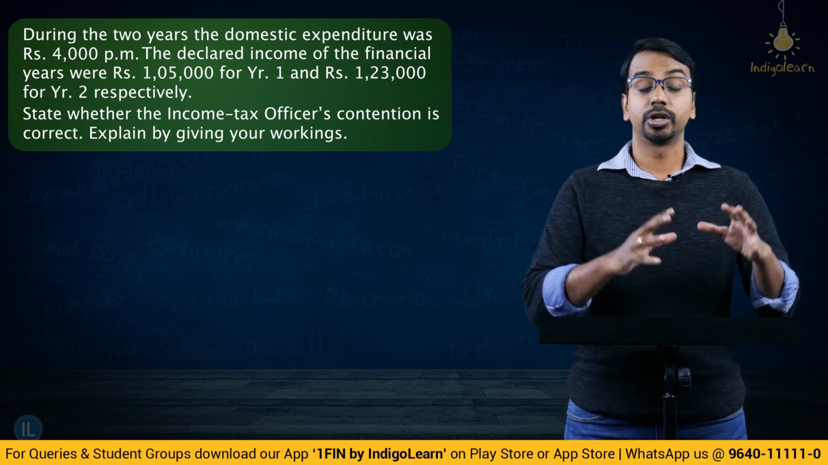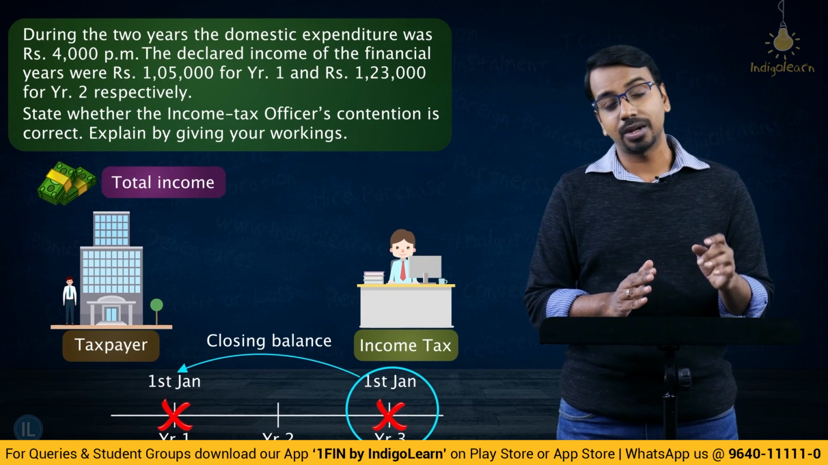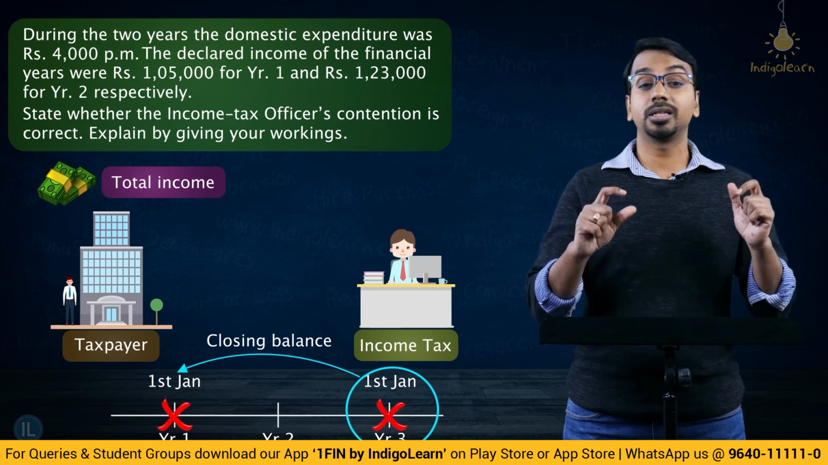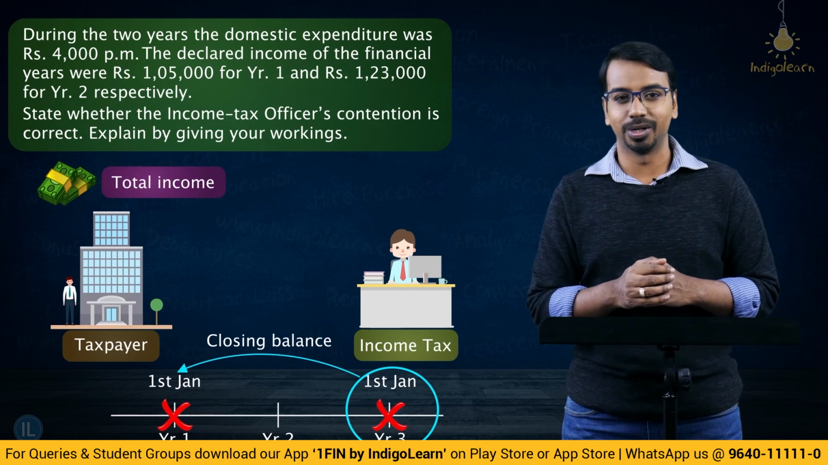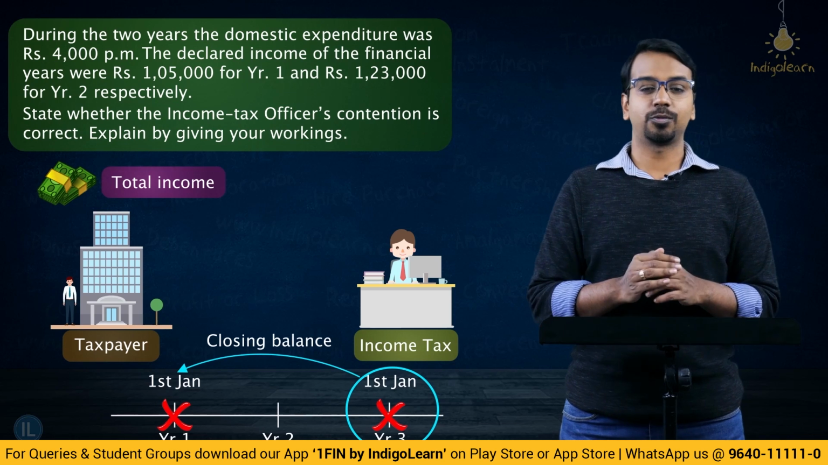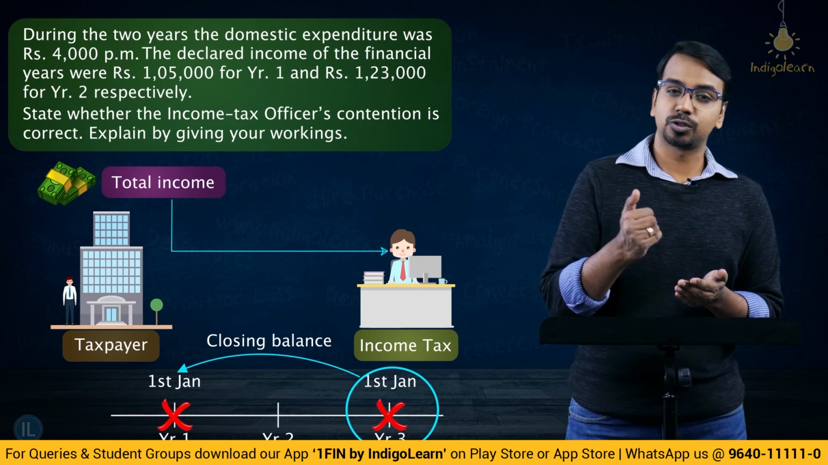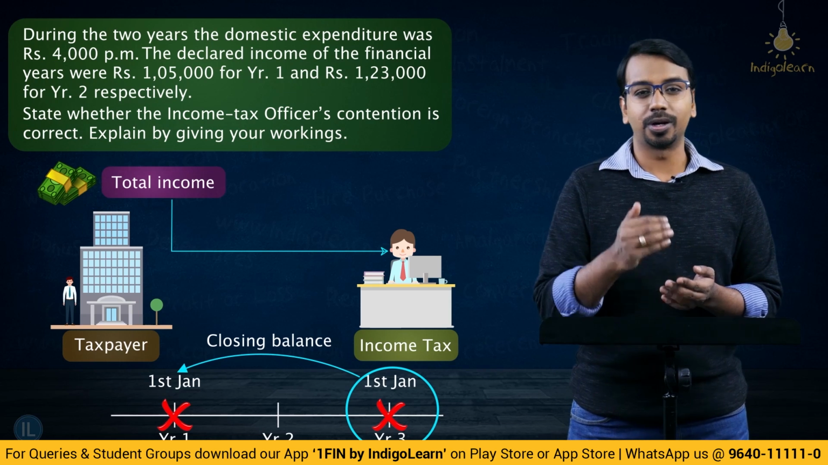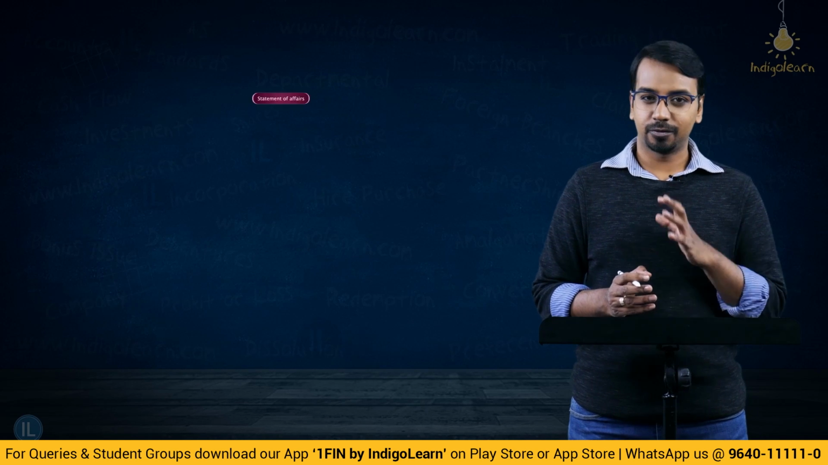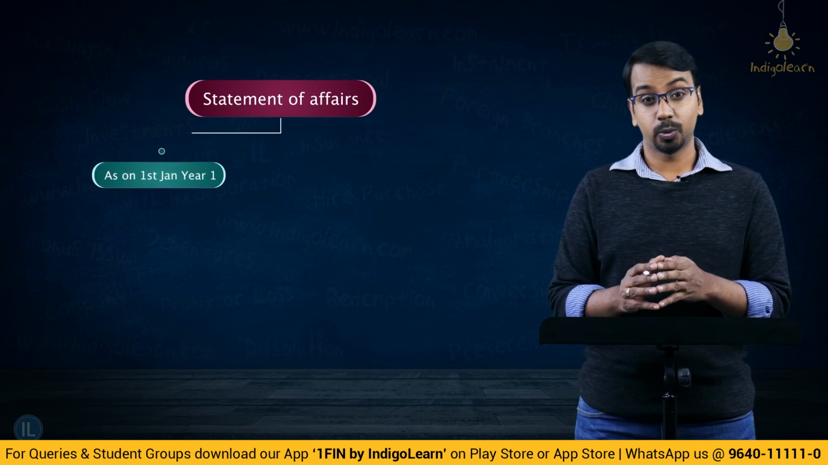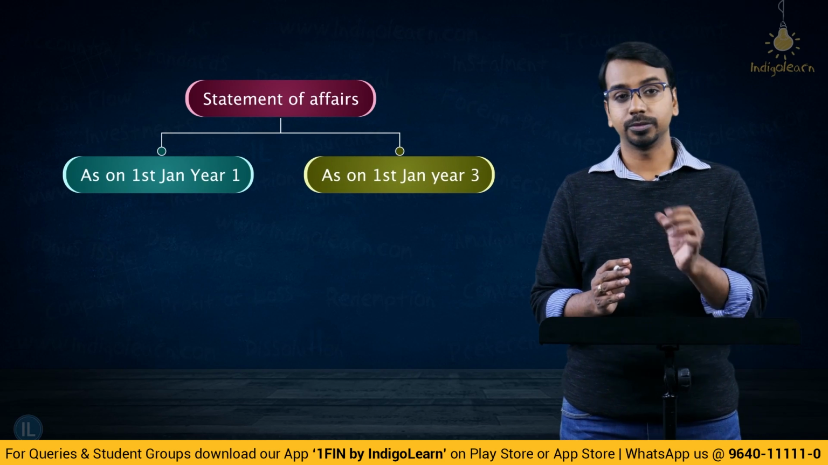So what is the question all about? You have the positions as on 1st of January of year 1 and 1st of January of year 3. You have to compare these two positions and figure out what could have been the total income of this person and compare that with what he has given to the income tax authorities and conclude whether he had shown actual income or he had underreported his income. Now, the way to solve this problem is prepare statement of affairs as on 1st of January of year 1 and 1st of January of year 3 and compare the capital balances which you get, right?